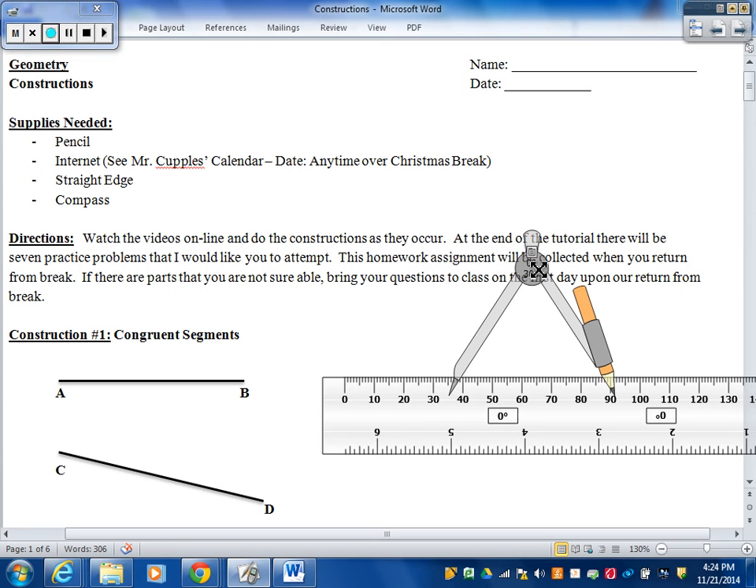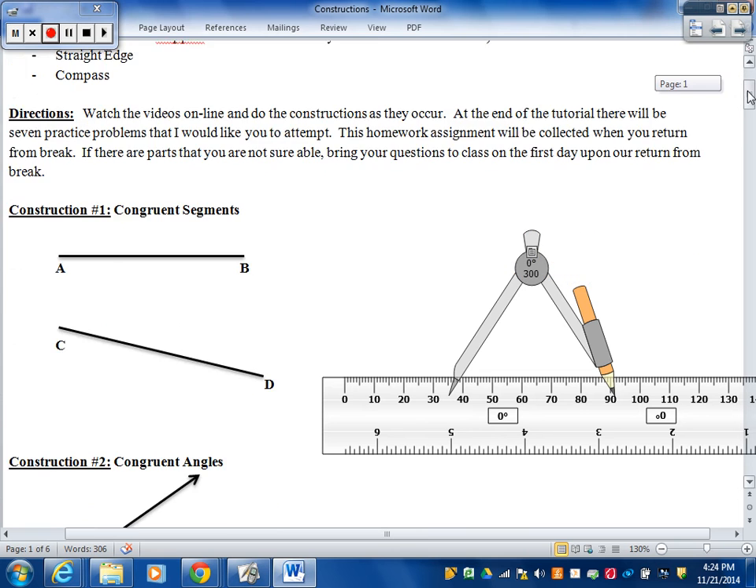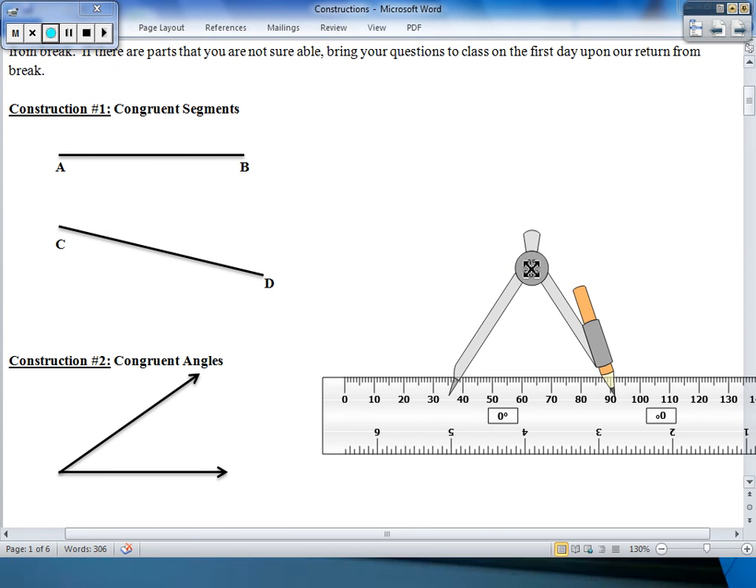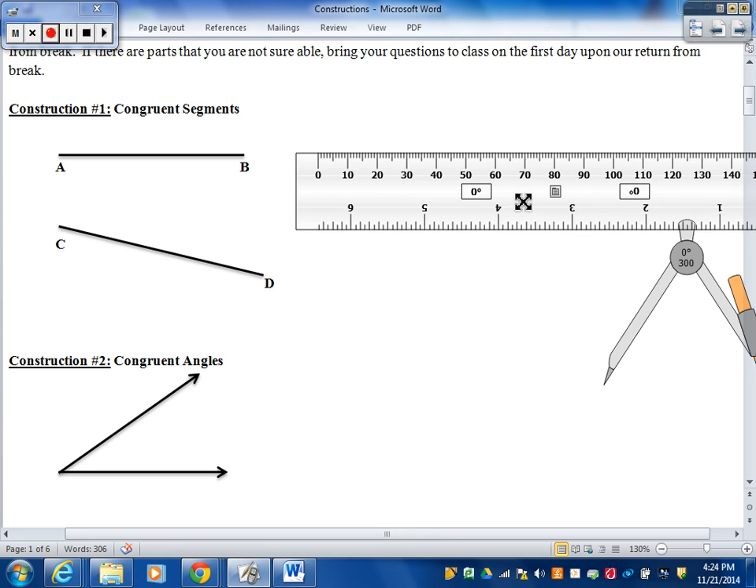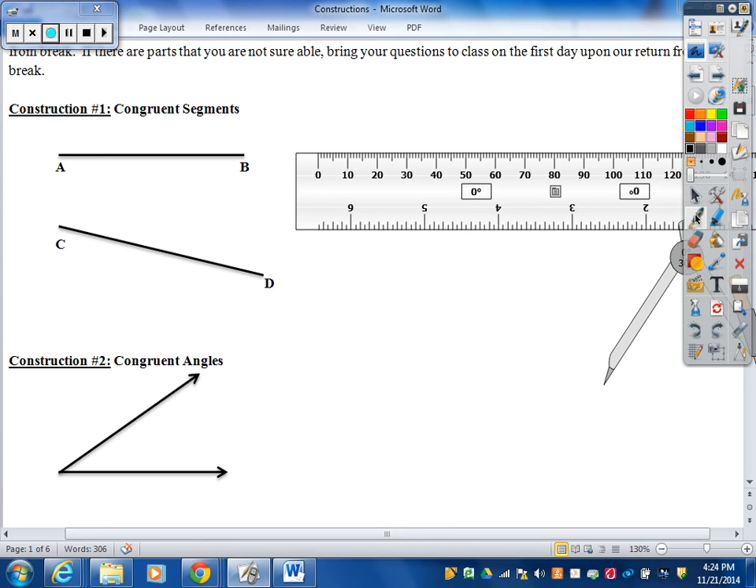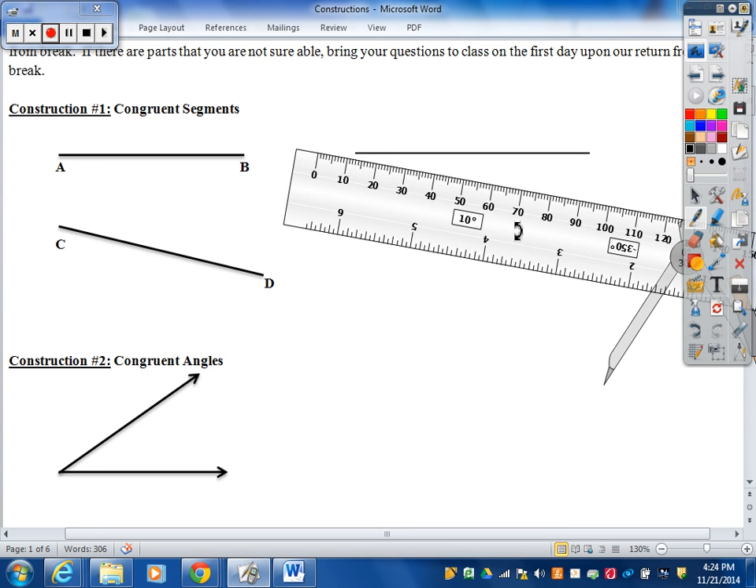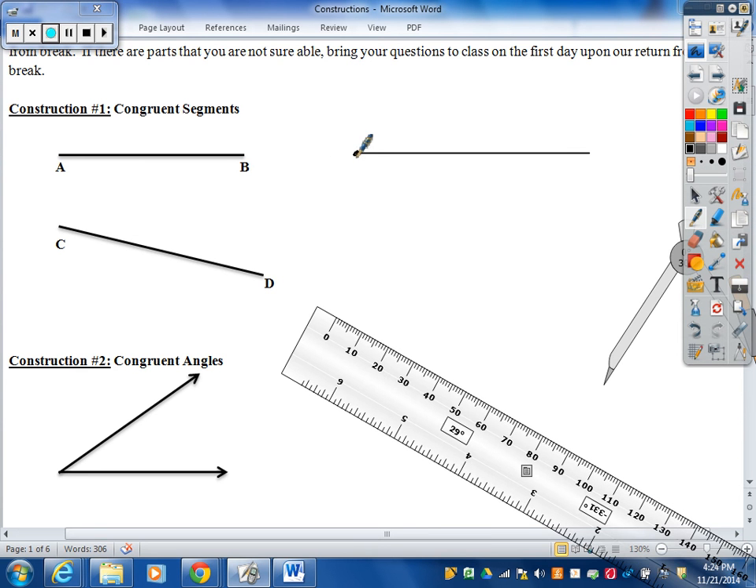The first construction is to construct congruent segments. First, take your straight edge and draw a ray. Anywhere on there, I'm going to label one endpoint, point E, and that ray is going to continue on forever. Now we're going to mark a segment the same length as AB. To do that, we take the compass and place one point on one endpoint and one point on the other endpoint.